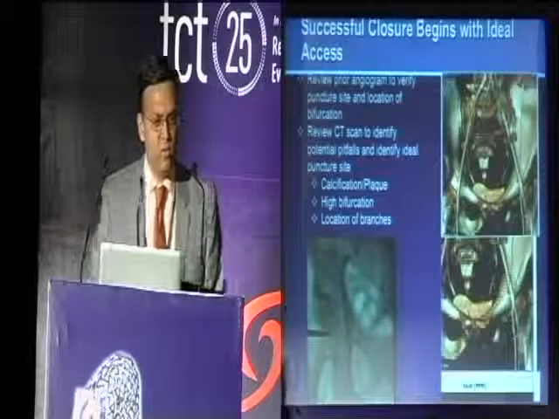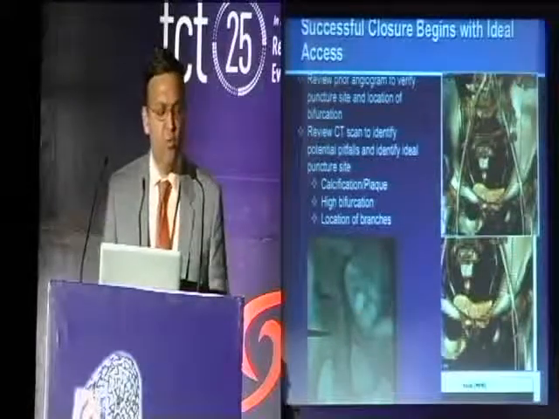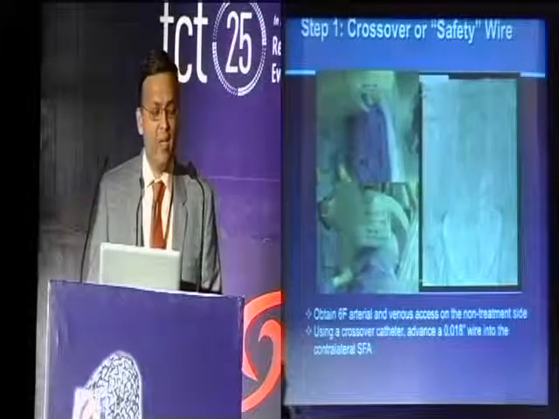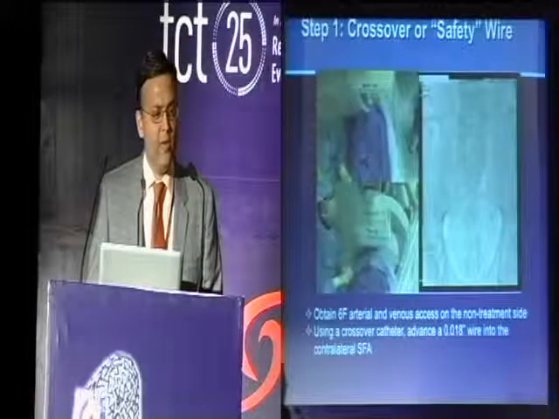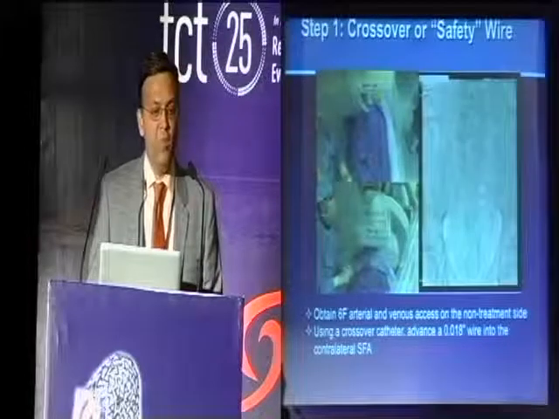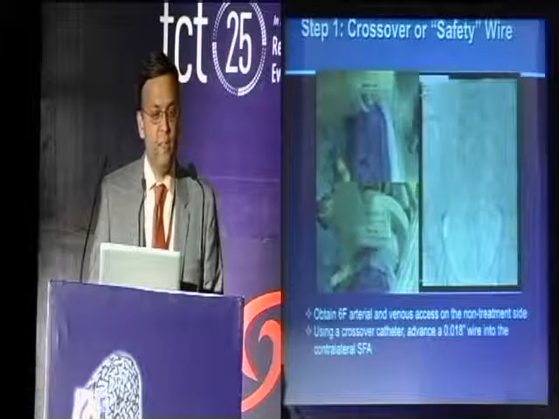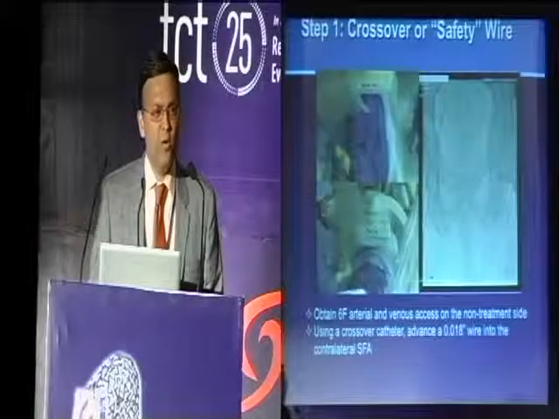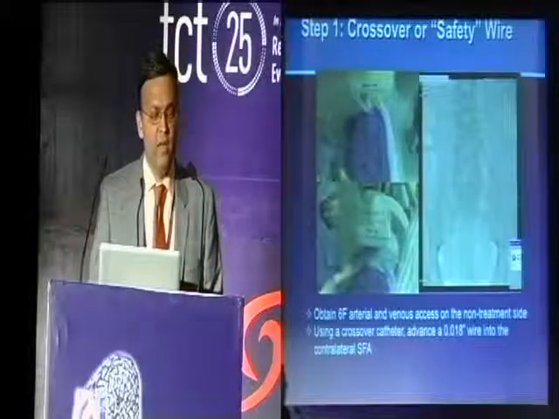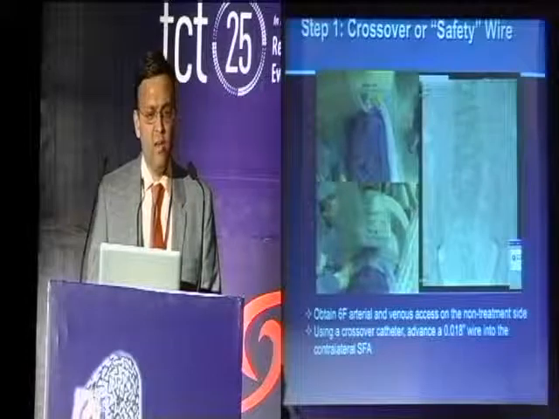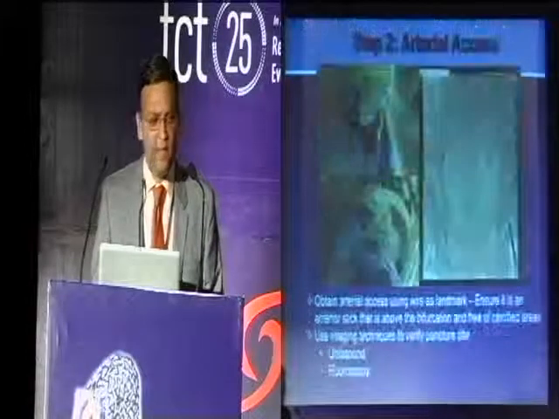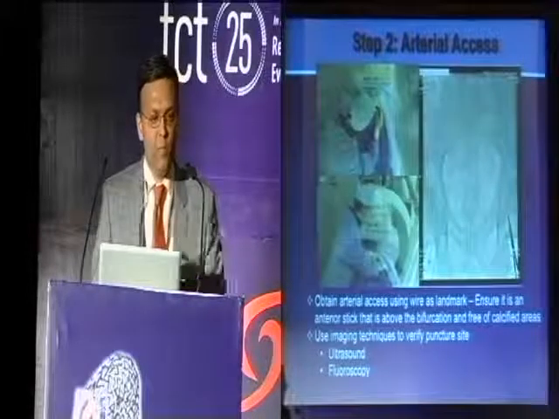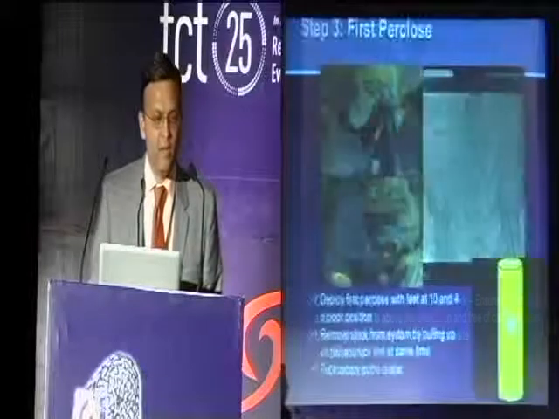As you know, successful closure begins with ideal access, and I'll just take you through what our usual routine is in these cases. So we would get access on the contralateral side with an arterial and venous access, and then advance a wire into the contralateral side. The reason is that for TAVRs, you want to be very precise. You want to make sure that your stick is exactly where you want it, that it's in the CFA rather than in the profunda or in the SFA. And then once you're happy there, you would access, aiming for the middle of that vessel.